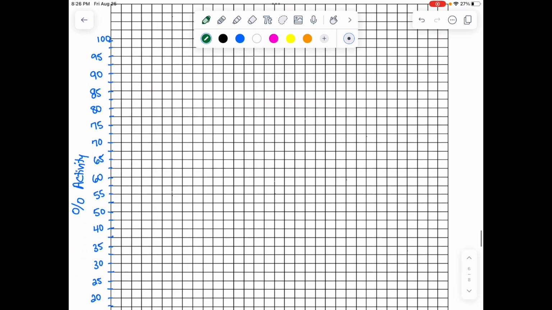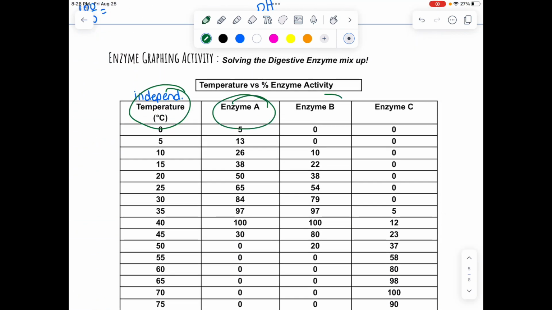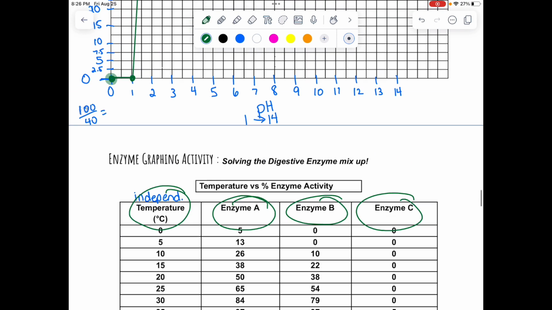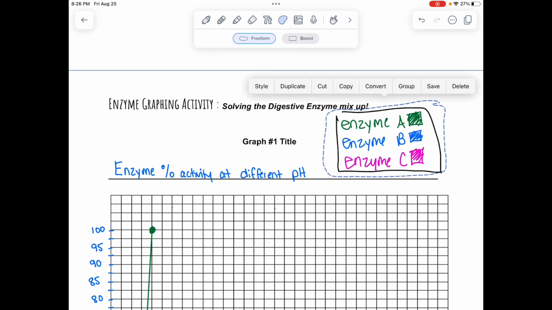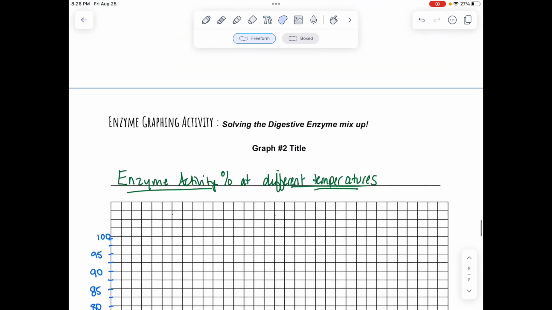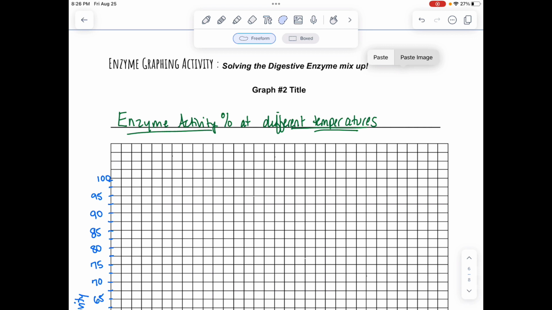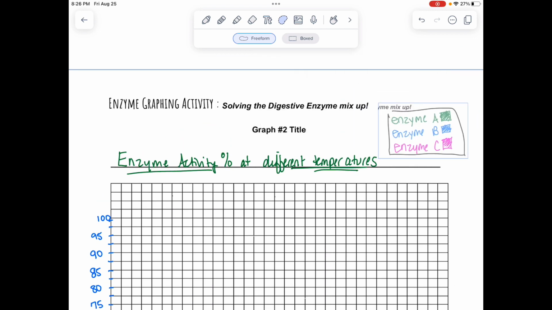So again, this one is also going to have 3 lines because notice here we've got enzyme A, enzyme B, and enzyme C. So just like we made up here, we made this key. I'm going to go ahead and circle my key, and then I'm going to copy it, and then I'm going to come down here. I'm going to use the same colors, and I'm going to go ahead and paste my key right down here.